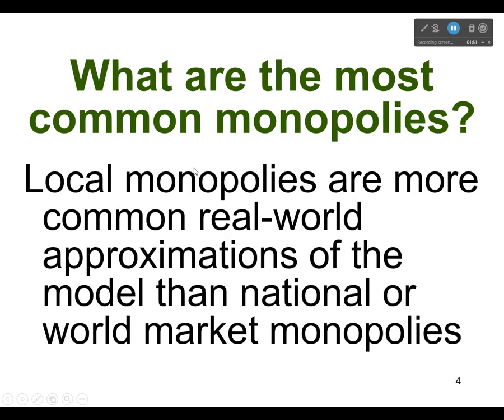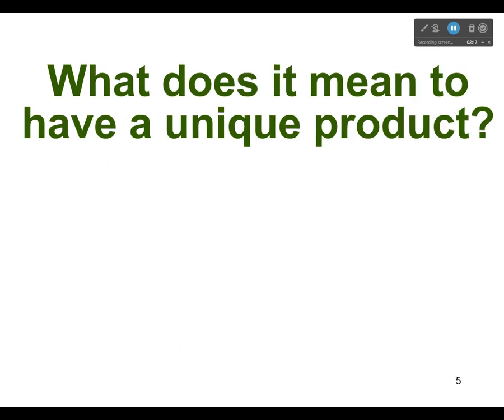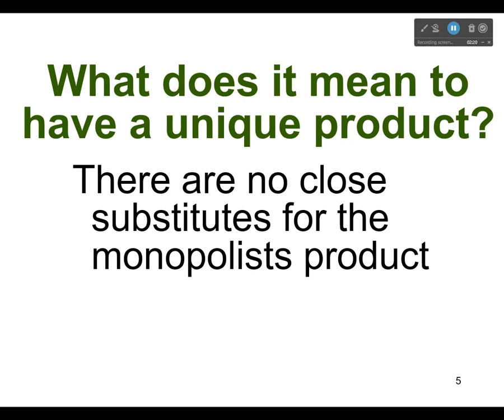Now, the most common monopolies are local monopolies. Think of power companies, Alabama Power, or wherever, depending upon where you live. A certain power company is the only company that can provide electricity to your house through underground lines or aboveground lines. The water district is another example. Now, what does it mean to have a unique product? It means there are no close substitutes for that product.